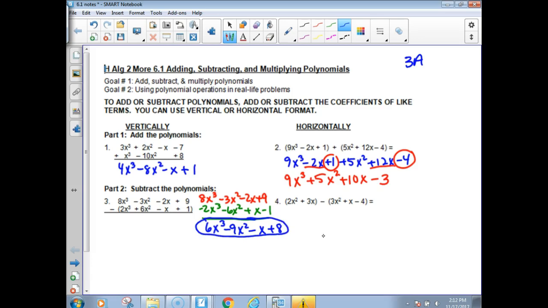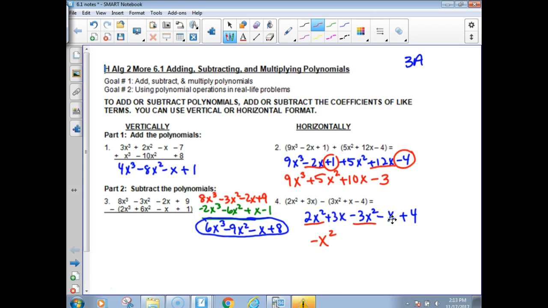All right, so that's all there is to it. Now, if you're doing it horizontally, you would rewrite, dropping the first parentheses. To drop the second parentheses, you need to distribute the minus sign to each term. So negative, minus 3x squared minus x plus 4. Then you could horizontally look for like terms. 2x squared minus 3x squared would be negative 1x squared.